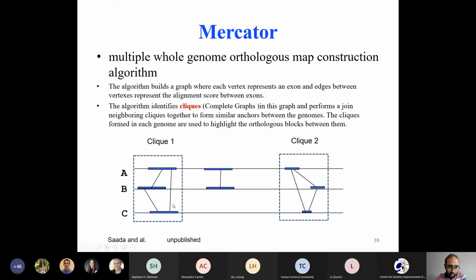These nodes are connected between them. It's like an electric circuit when it's closed, and they all have connections between them. So if there is a clique between the different genomes, as here between genome A and genome B, this region will be considered as similar, and it will be considered as an orthologous region between the different genomes.